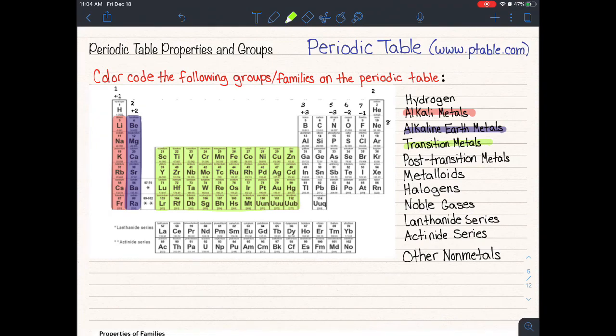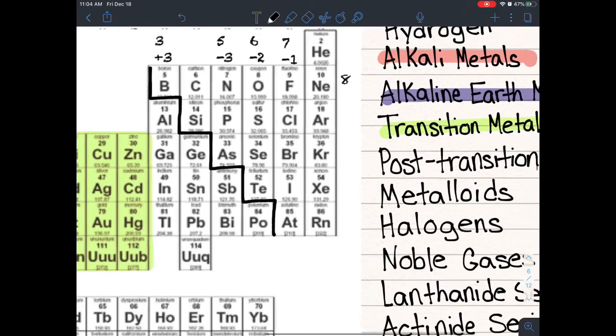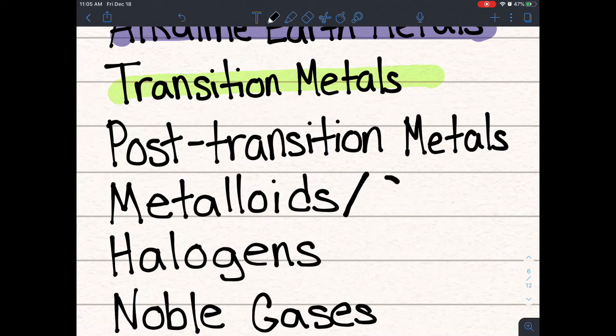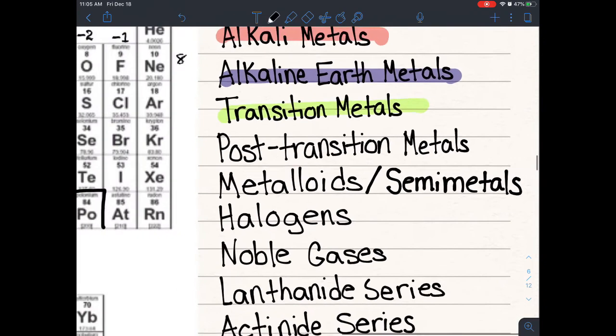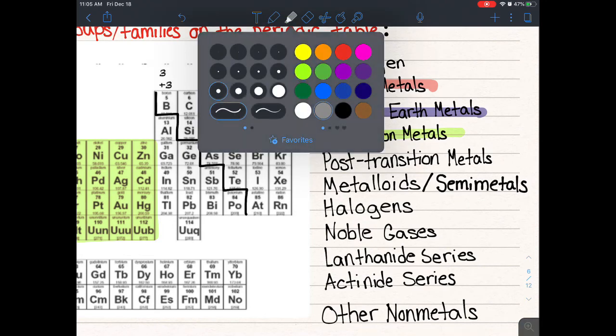Okay, before we go into the next part, which is post-transition metals and metalloids, one of the things that I need you guys to do is go ahead and draw in your staircase. Now, when we identify the metalloids, I'm actually going to add something here. Metalloids / semimetals. They're referred to as both. I probably refer to them as semimetals more than I refer to them as metalloids, just as a heads up. I'm going to go ahead and color code those a gray color.